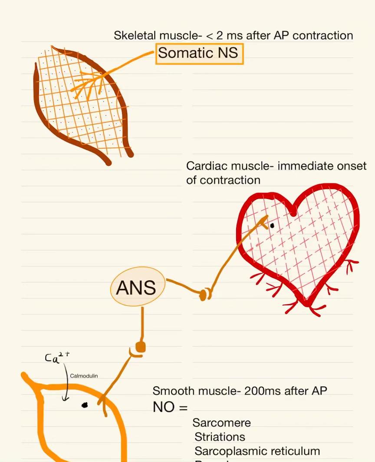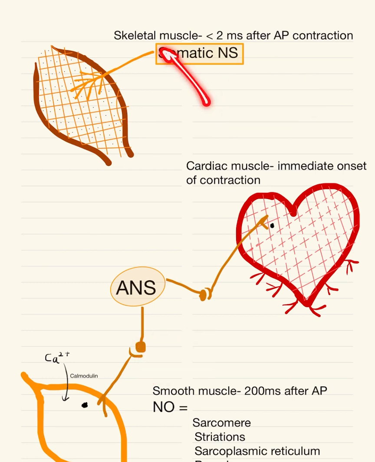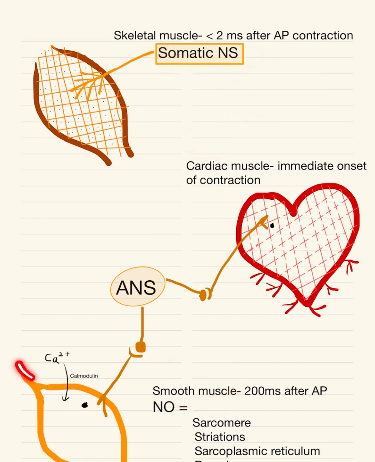Let's learn about the types of muscles and some of the properties of these muscles. We have three types of muscle: skeletal muscle, cardiac muscle and smooth muscle. These muscles are broadly classified as striated and non-striated. Here the skeletal muscle and cardiac muscle are the striated muscles, whereas the smooth muscle, from the name, is smooth as it does not have any striations.